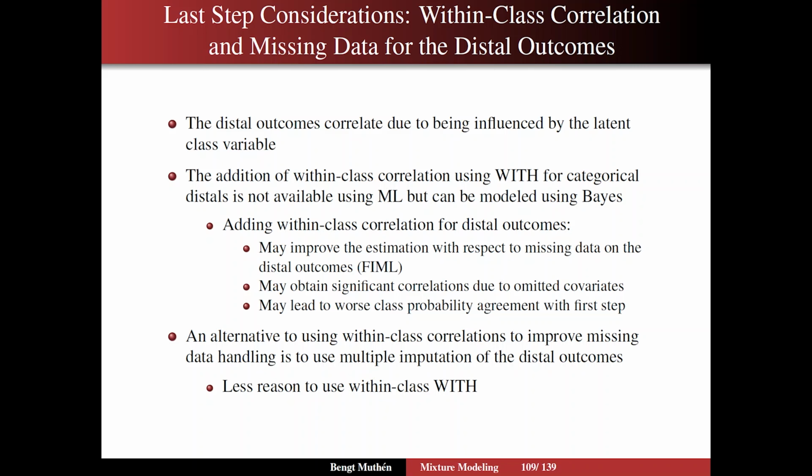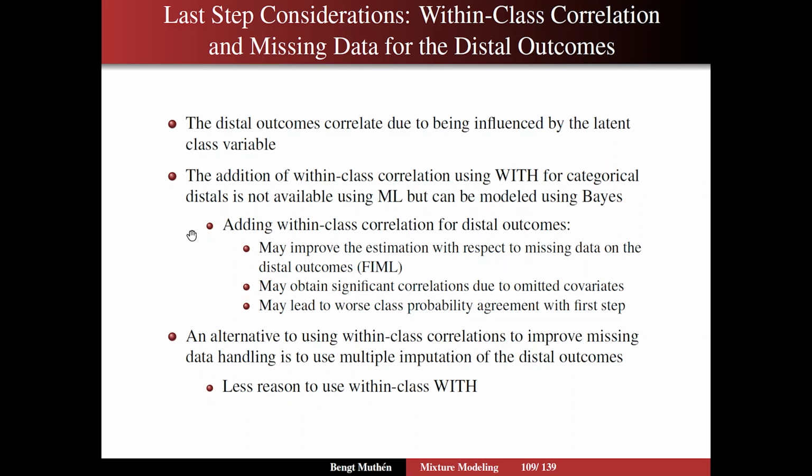And on slide 109, we're looking at the issue of within-class correlation and missing data for the distal outcomes. So the distal outcomes correlate, if you have several of them, due to being influenced by the latent class variable. So when you have an underlying variable, variables tend to correlate. And the addition of within-class correlation using WITH, as we used with the ASB dataset, is not available for maximum likelihood, but can be modeled using Bayes.